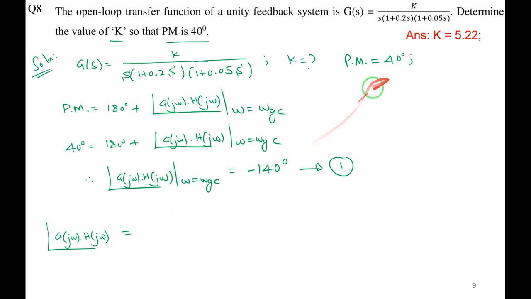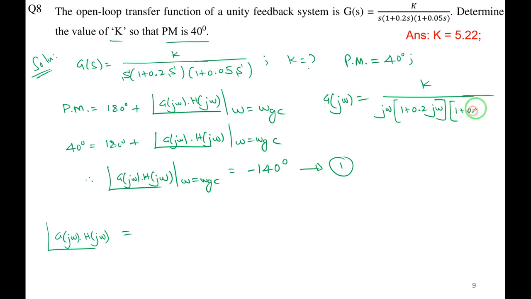So first let me write G(j omega), replacing s by j omega. So K divided by j omega into (1 plus 0.2 j omega) into (1 plus 0.05 j omega). Okay, now I have G(j omega) in the frequency domain.